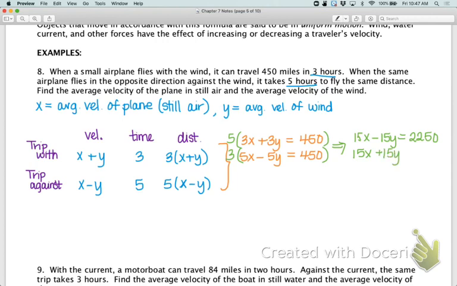Hold on, I've got those backwards. I couldn't see part of my screen. This one is positive. This one is negative. And that equals 1,350. Now we're ready to eliminate.